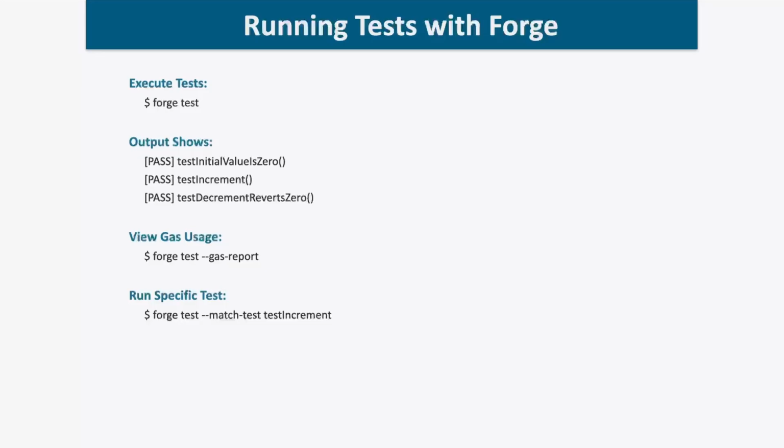We can also see how much gas each function uses with the forge test --gas-report flag. This helps optimize. If a function uses unexpectedly high gas, we can investigate. To see more details of a test, we can increase the verbosity by adding the -v flag. forge test is your constant companion. Run it, fix failures, and repeat.